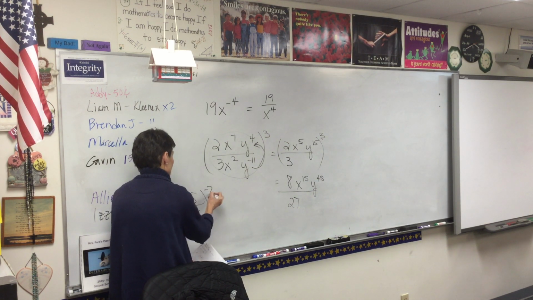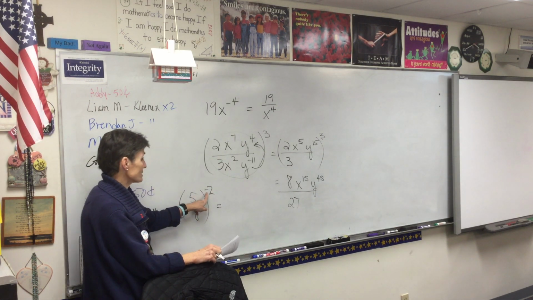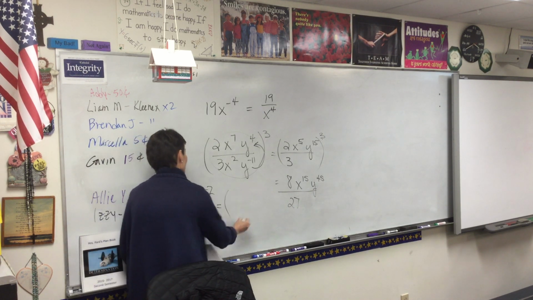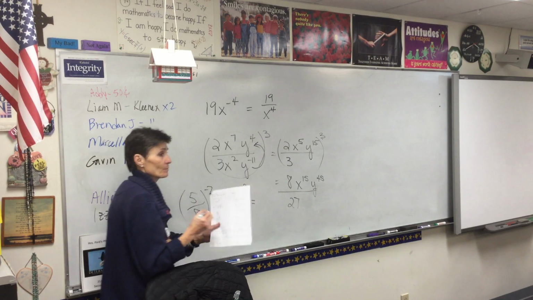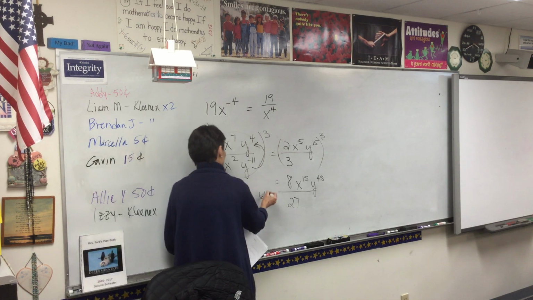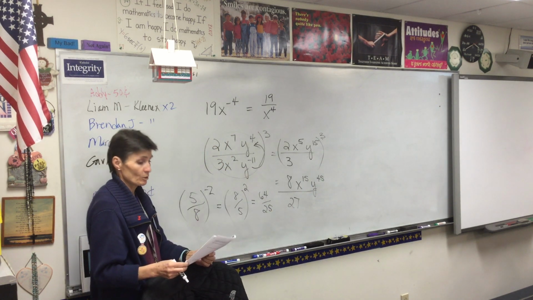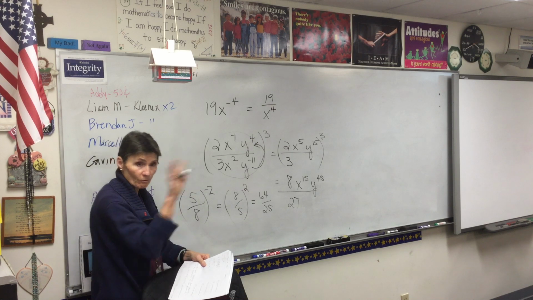Okay. C, 5/8 to the negative 2nd. What does that negative do? Flips it. So we're going to have 8/5 to the 2nd. 8 squared, 64. 5 squared, 25. 64 25ths. So far, so good.